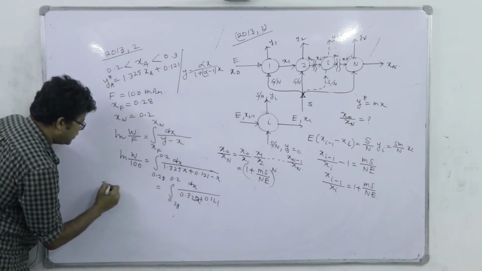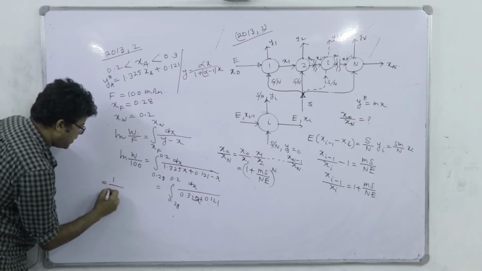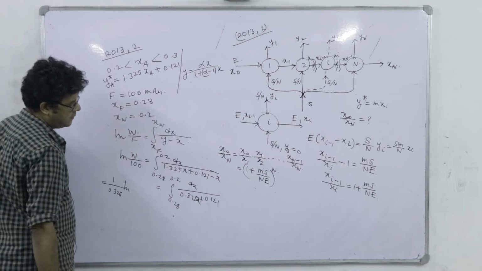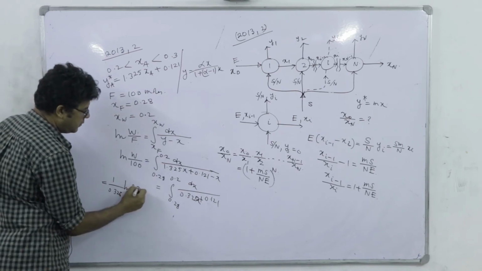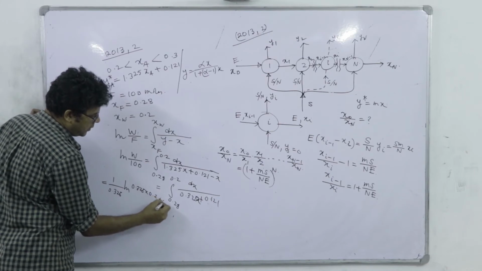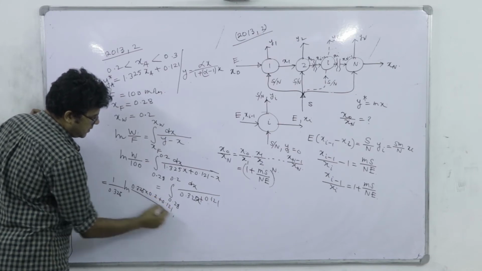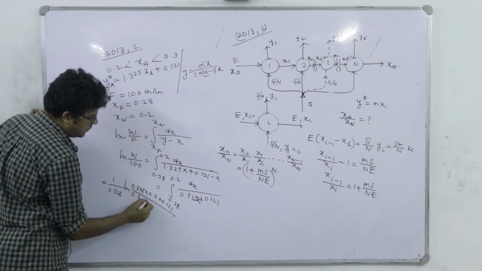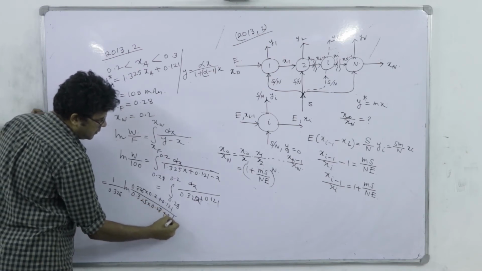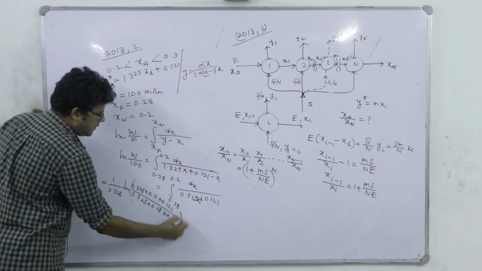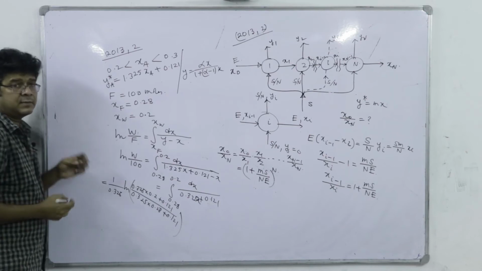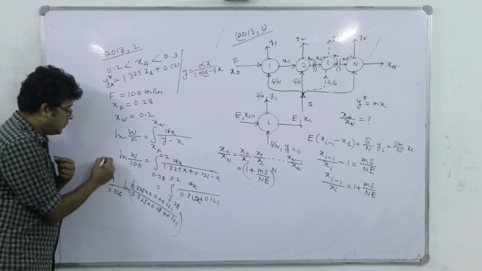So it is the integral from 0.28 to 0.2 of dx by (0.325 x plus 0.121). That is equal to 1 divided by 0.325 times ln of (0.325 into 0.2 plus 0.121) divided by (0.325 into 0.28 plus 0.121). So this you calculate, definitely it's coming to be negative because W is lower than 100, and from there we can solve for W.